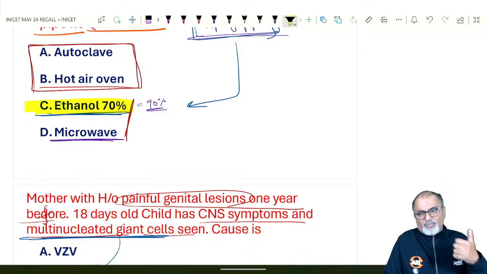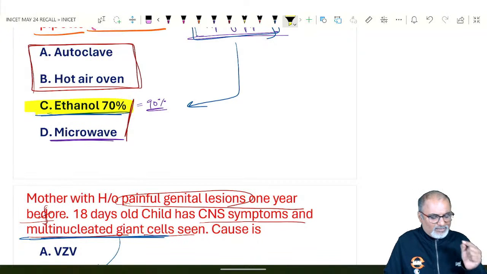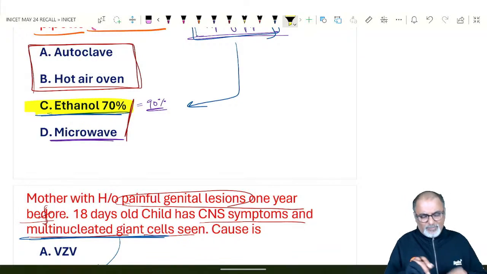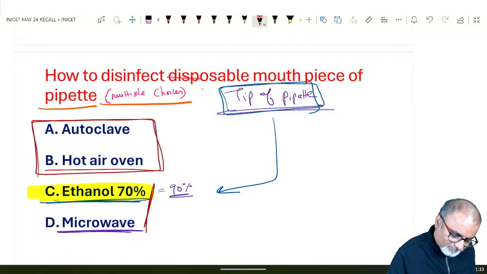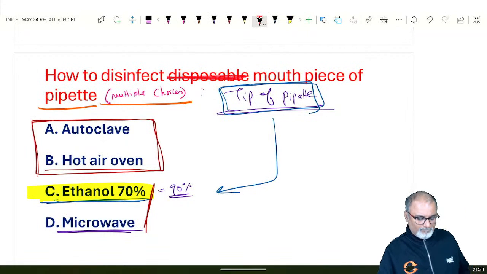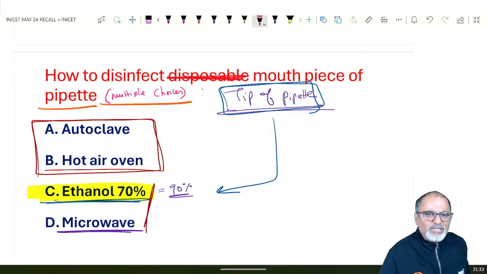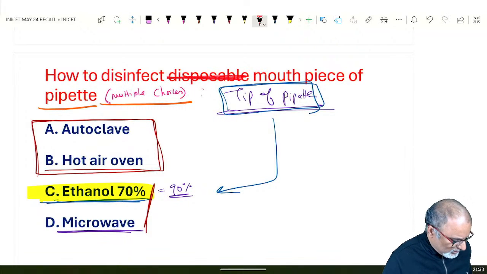Okay, as automated pipette, in the tip we are changing the disposable pieces that time. But the word disposable should not come. So the question will be how to disinfect tip of pipette. If it comes, I can go for ethanol. Nothing wrong in it.